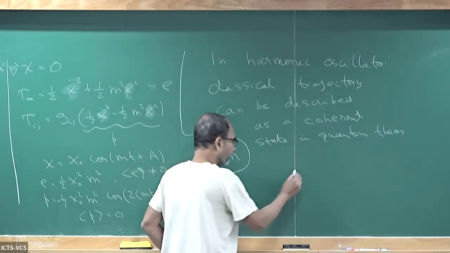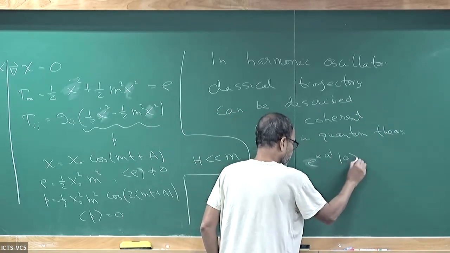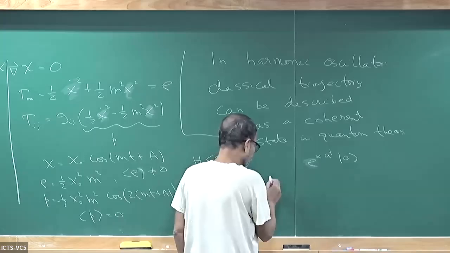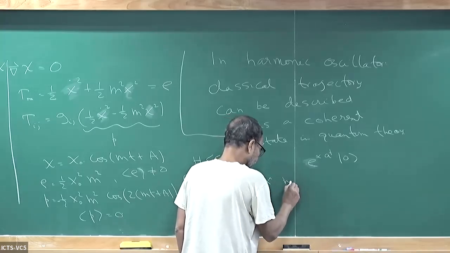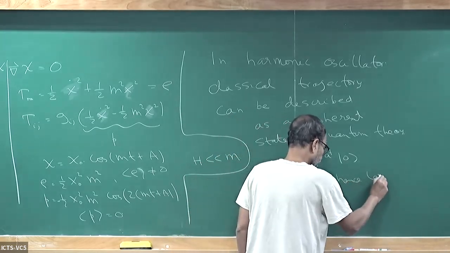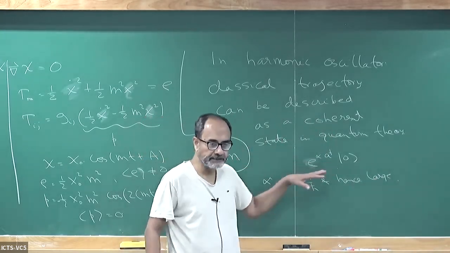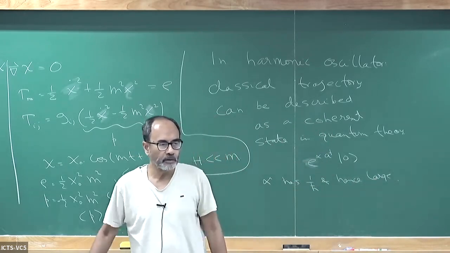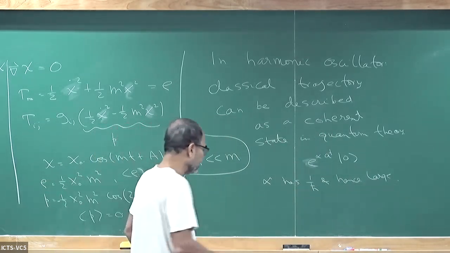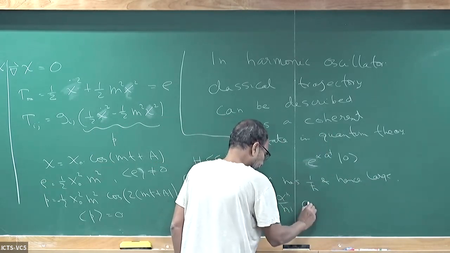Those typically take the form e to the alpha a dagger on the vacuum, where a dagger is a creation operator, and alpha is large. Alpha has 1 over h bar, and hence is large. So if we expand out the exponential, it would look like a highly excited harmonic oscillator. We expand out the exponential as sum over n alpha to the n over n factorial a dagger to the n.